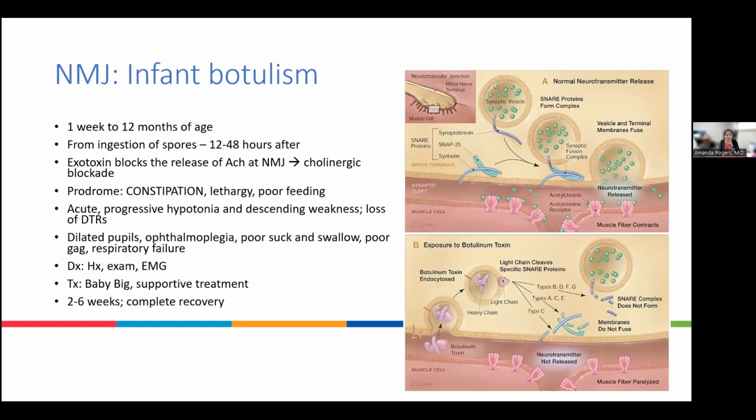The diagnosis can really be made clinically based on history and exam, but there is exotoxin testing that can be sent in the stool. And treatment really is supportive, but BabyBIG, which is the immunoglobulin, can help hasten that recovery. But these babies typically will make complete recovery. It may take many weeks, sometimes even months to recover. But during that acute period, they can have respiratory failure. So that is an important thing to think about and monitor for.